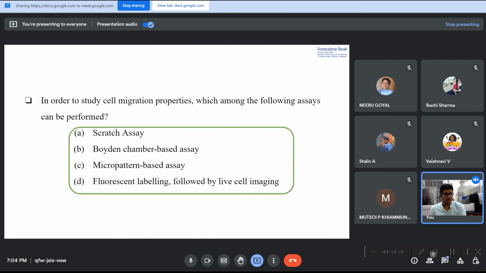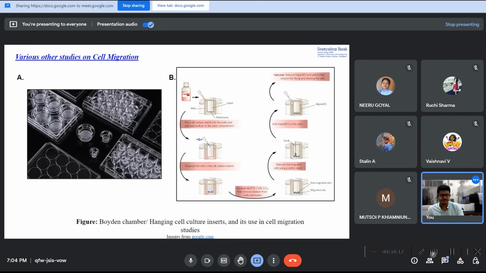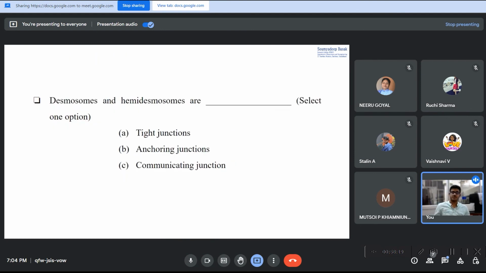So all the options, actually: voiding chamber, micropattern assay, fluorescent labeling followed by live cell imaging. So all four can be studied for cell migration. Okay, scratch assay, voiding chamber based assay, micropattern based assay, and fluorescent labeling and cell tracking. Right? Alright. Desmosomes and hemidesmosomes are examples of what? Tight junction, NPTEL junction, and communication junction.